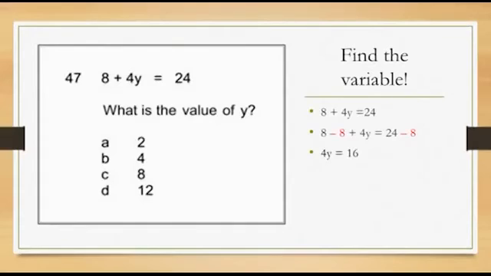Now I'm going to undo the multiplication of 4 by y by dividing. So I divide 4 into 4y, and I divide 4 into 16. 4 into 4 goes 1 time, so I have 1y. I don't need to write the 1, but that's really what it stands for. And 4 into 16 is 4. So y equals 4 satisfies this equation and makes it true. 4 times 4 is 16, and 16 plus 8 is 24. Correct. So y equals 4.